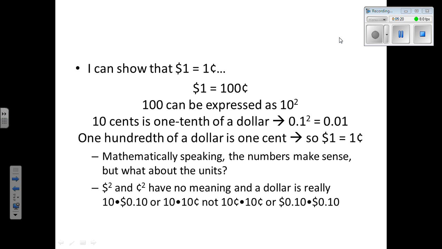So I can show that $1 equals 1 cent. Well, I know that $1 equals 100 cents. Therefore, 100 can be expressed as 10 to the power of 2. 10 cents is 1/10 of a dollar. 1/100th of a dollar is 1 cent. Mathematically speaking, the numbers make sense, but what about the units? Dollar squared and cent squared have no meaning, and a dollar is really 10 times 10 cents, not 10 cents times 10 cents.